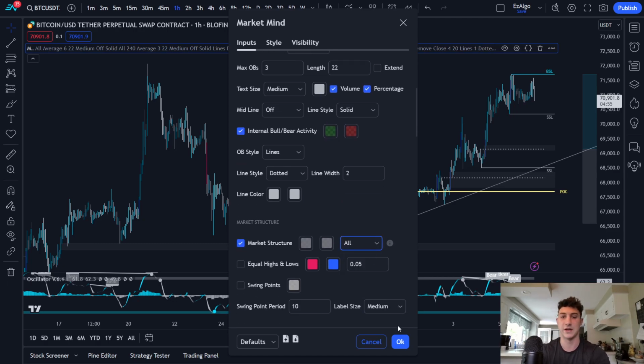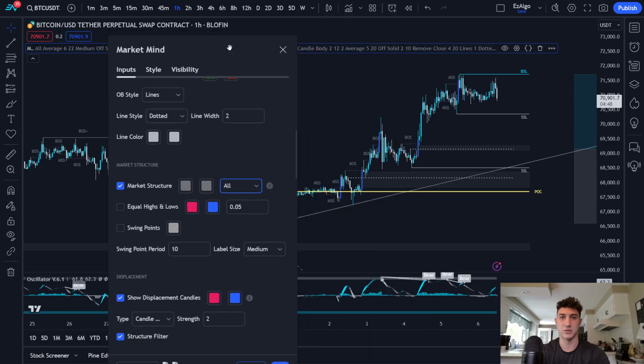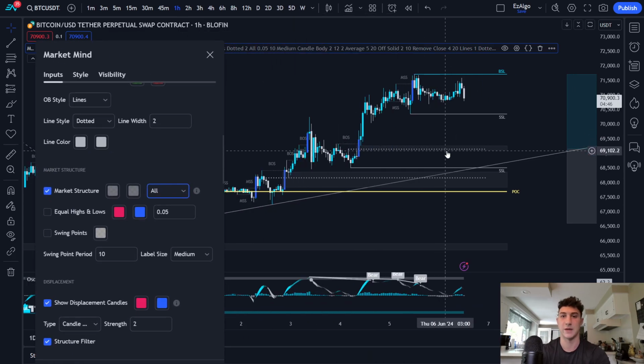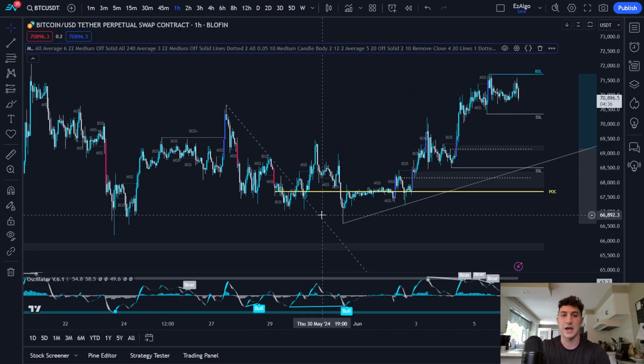But again, we also have internal. This is something that I don't think you really need. I think you can pretty much tell on a lower time frame when market structure is breaking. But if you can't visualize it yourself, then definitely turn on the market structure. All right, we also have equal highs and lows and swing points.